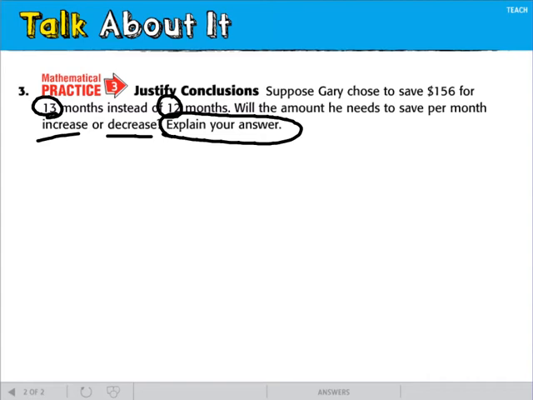Alright. Denise? My group and I think it would decrease because the amount of months is longer than 12. Alright. Because you have more time, you can take less money per month in order to reach the same number. She is correct. Okay? So, in this case, $156 for 13 months.